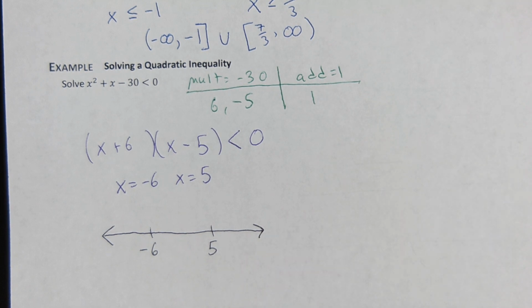We pick a number from each of the zones. We're going to do them one at a time. A representative number from that zone, and it does not matter what value you choose as long as it fits in that zone. So here, when we check a number to the left of -6, we can pick anything we want. I'm just going to go with -7.